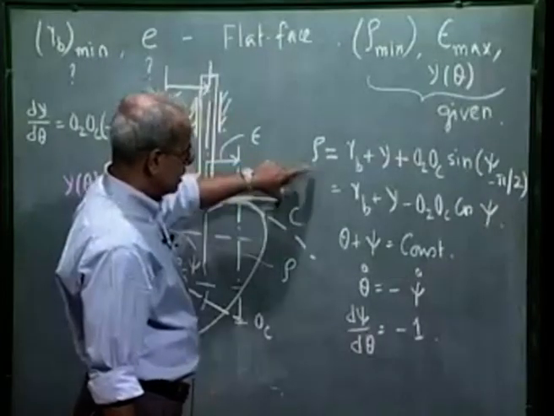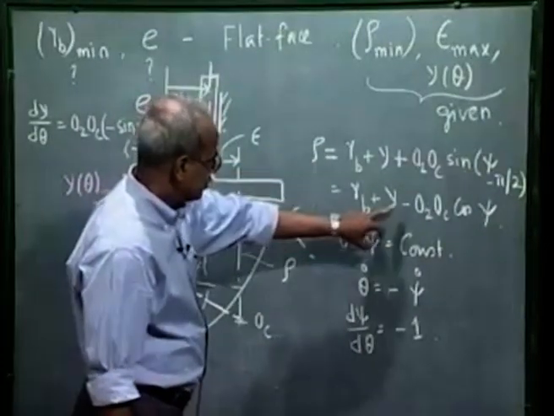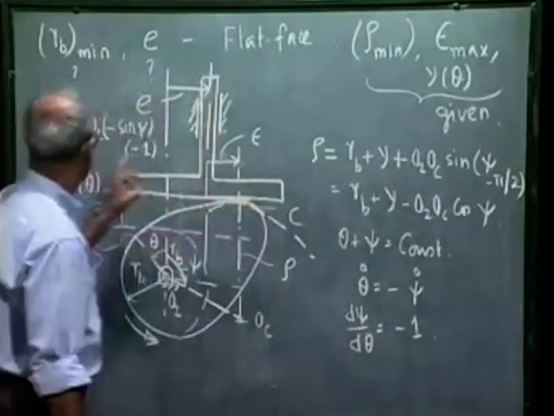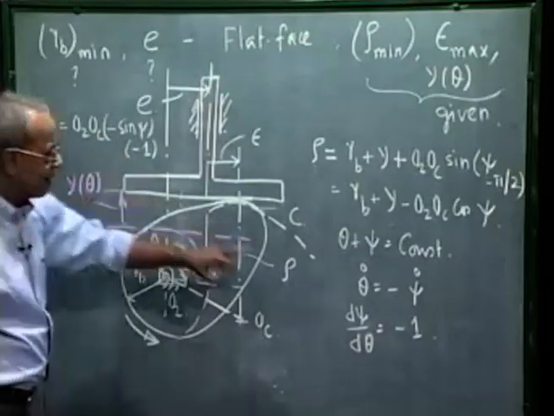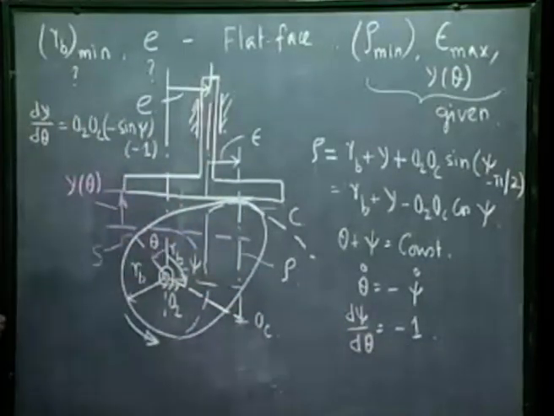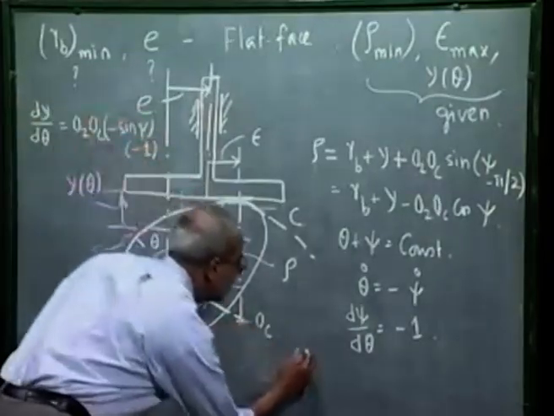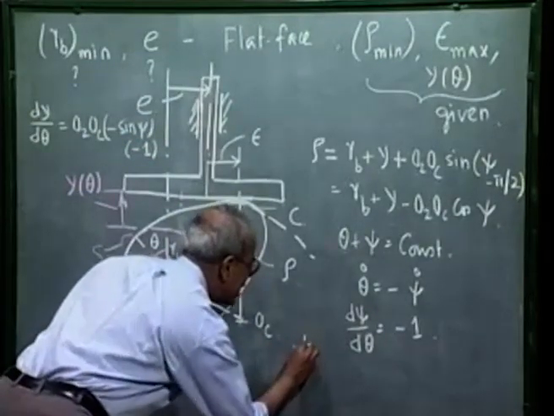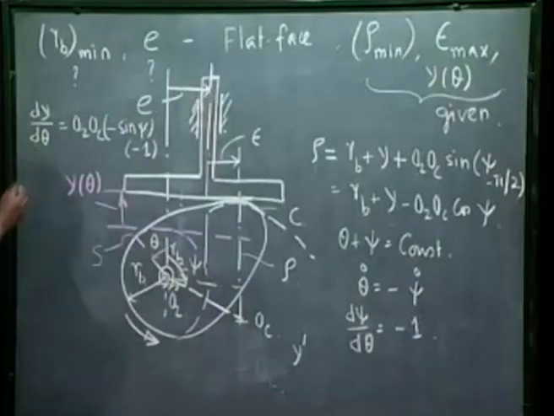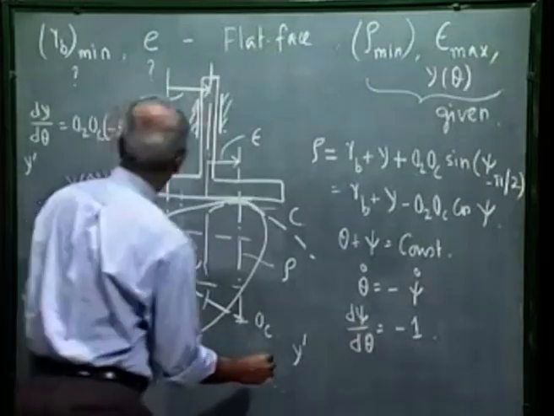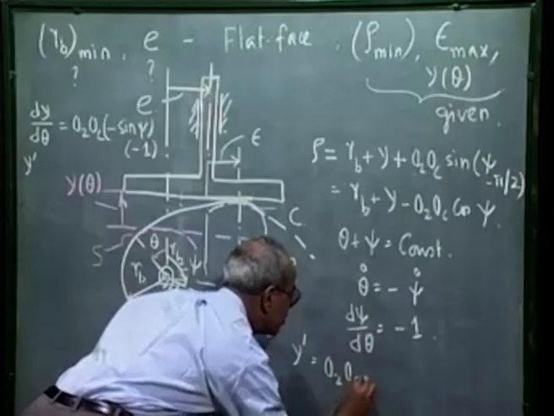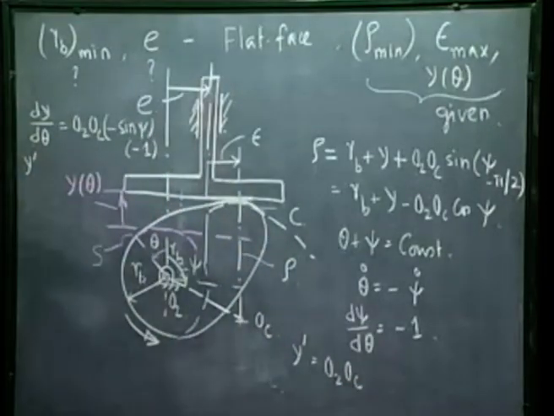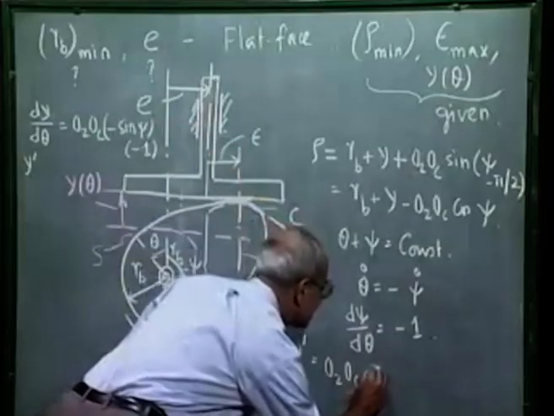This is 0. If I differentiate, this is 0. So dy d theta, if I come to this side, I get O2 OC minus sin psi into d psi d theta, which is minus 1. So that gives me y prime, which I denote dy d theta. Prime denotes differentiation with respect to theta. So y prime I get O2 OC into sin psi.